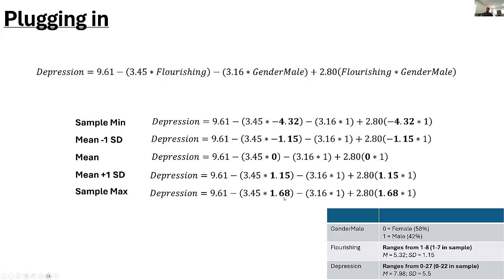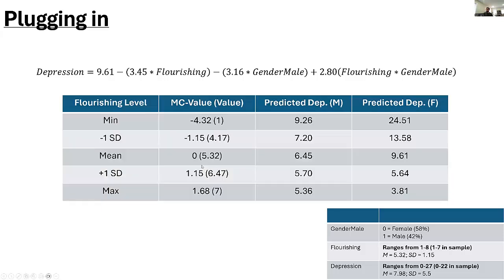That's because we're putting in the mean-centered values. The mean of flourishing was 5.32, and our minimum was 1. So what's 1 minus 5.32? Negative 4.32. This is just for males because we have the 1 here. And so this is 5 equations, so you'd run the equation 10 times, and you'd get a table that looks something like this.